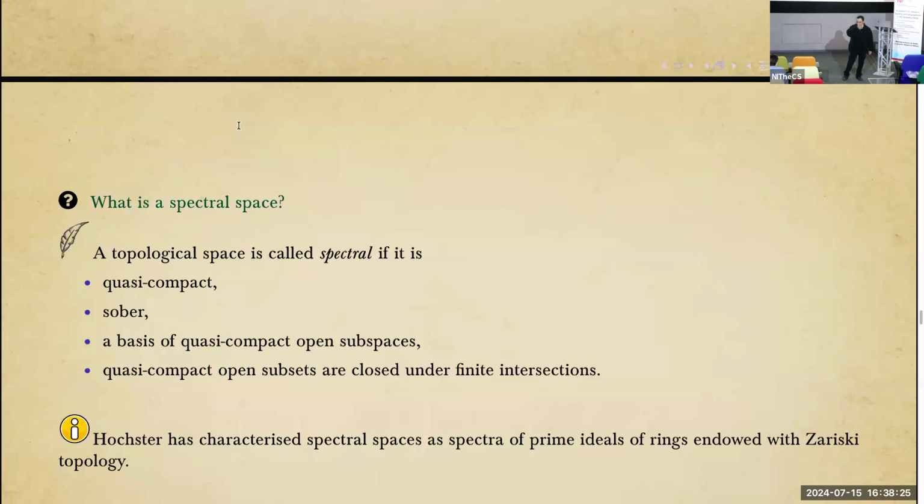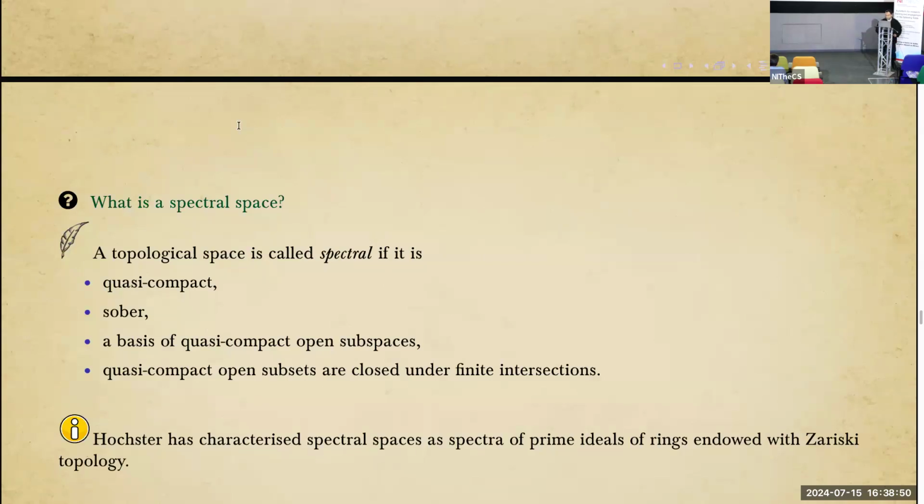The result says something like this: if you give me a spectral space, just a spectral space as a topological space, he constructed a ring, then take the prime ideals of the ring, then put the Zariski topology on that, and that spectral space will become homeomorphic to your given space. So that's the whole construction of Hochster.